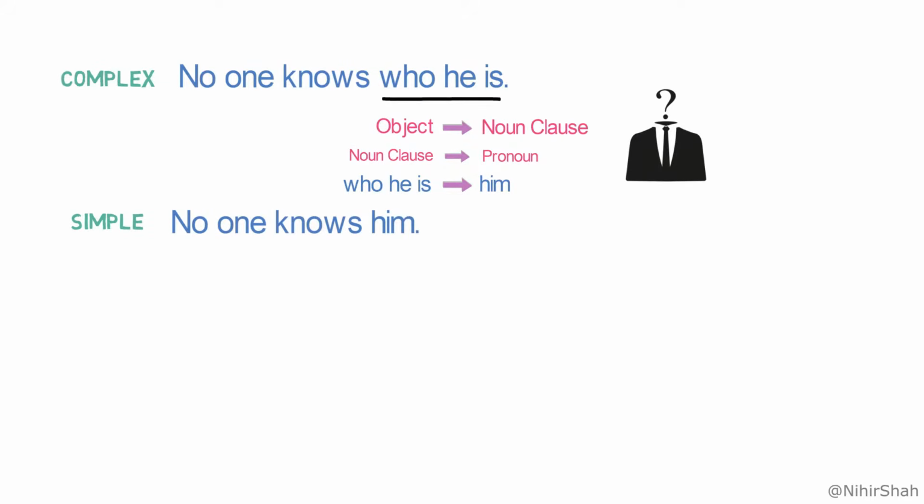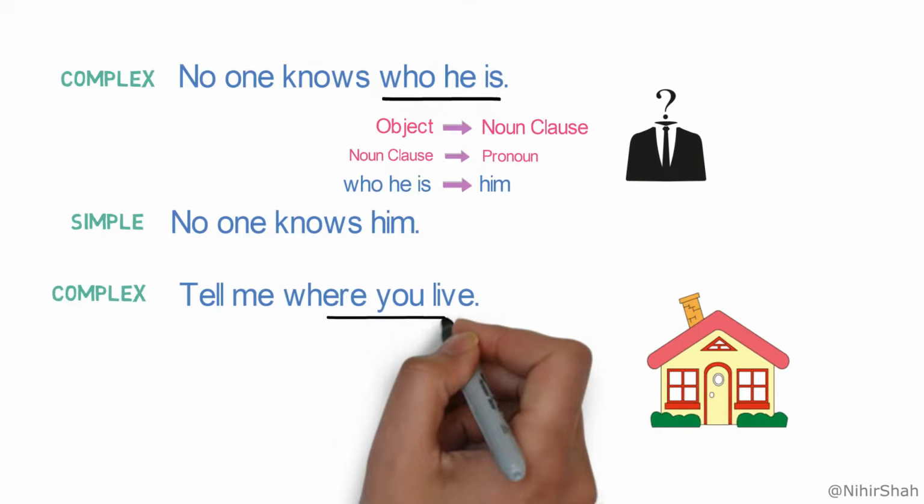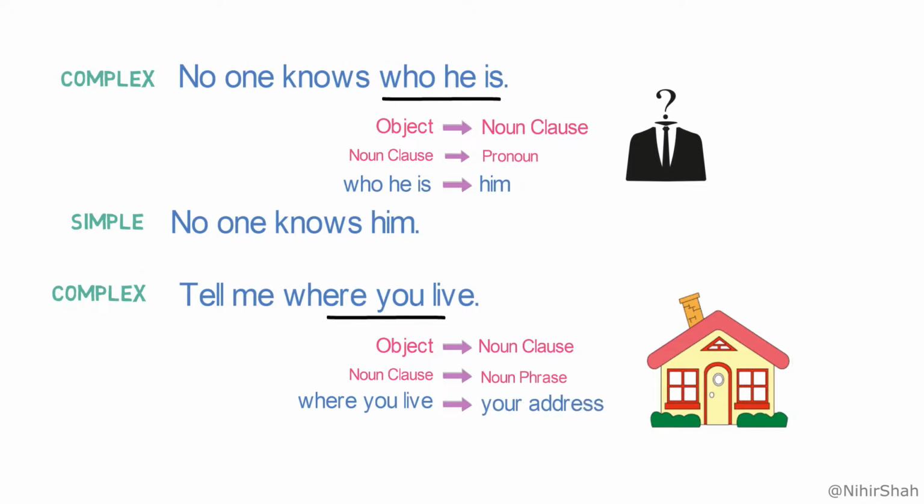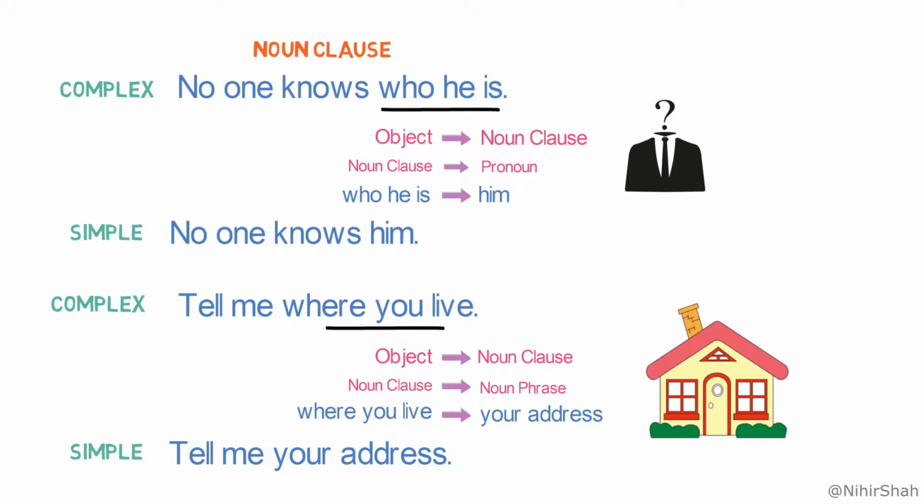Let's look into the next example. Tell me where you live. Here, where you live is an object of a transitive verb. So, it acts as a noun clause. Simply convert the noun clause where you live into a noun phrase, your address. So, the final sentence is, tell me your address. These are the examples where the noun clause is converted into a noun phrase or a noun or pronoun.